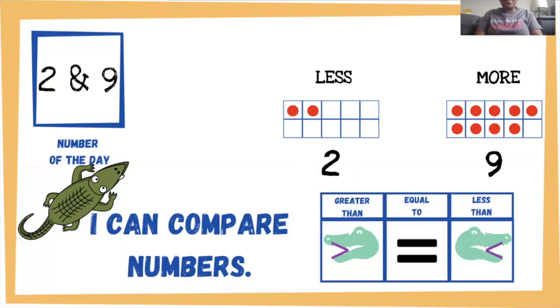Well, let me tell you about my friend Greater Gator. Greater Gator always eats up the number that is more because he's really hungry. What number do you think that Greater Gator is going to eat up? Well, let's see. He's facing the 9. Greater Gator, what are you going to do? That's right. Greater Gator ate up the 9 because the 9 is more. Great job, Littles.